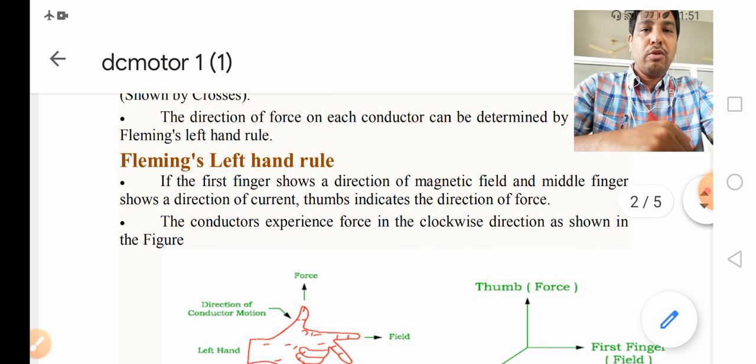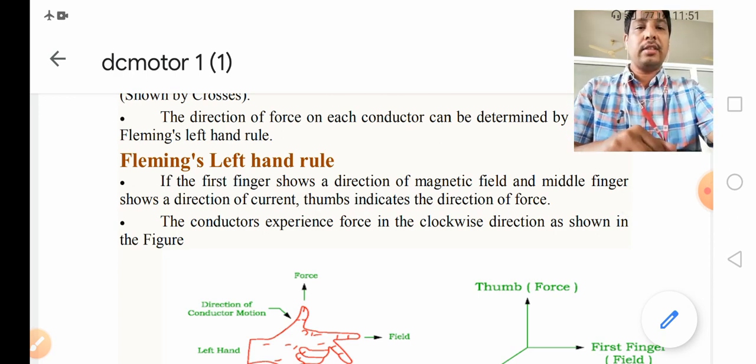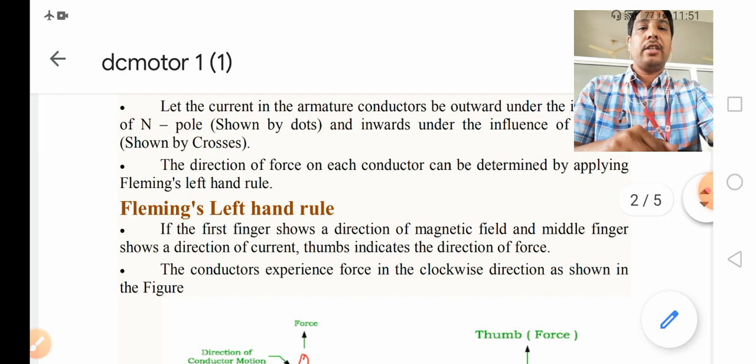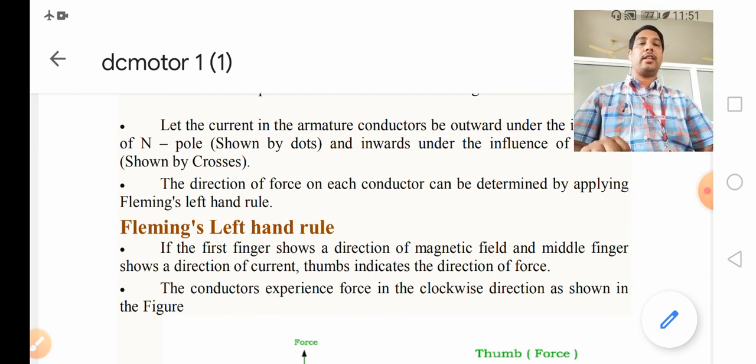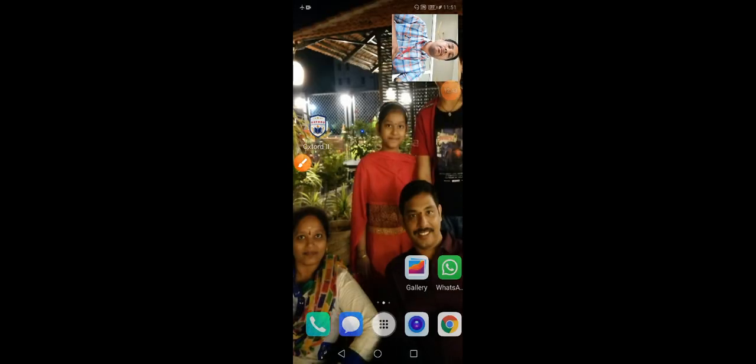So here, one more thing we need to calculate is the direction of the force on each conductor, how it could be determined. So this is the next objective. Here there will be some current and force, everything which is produced. So how to represent the direction of the force?